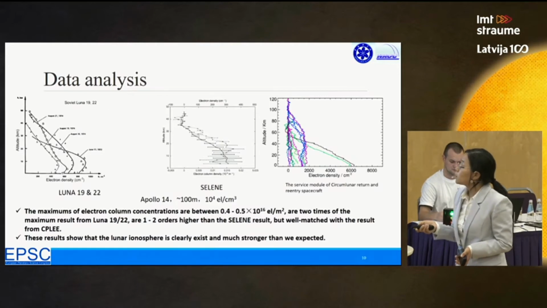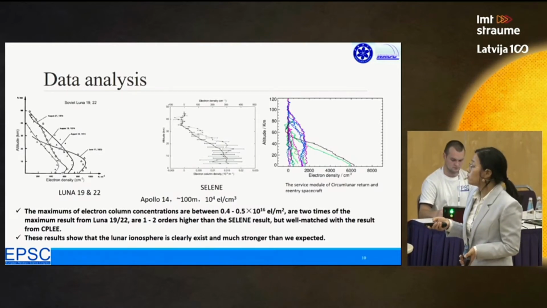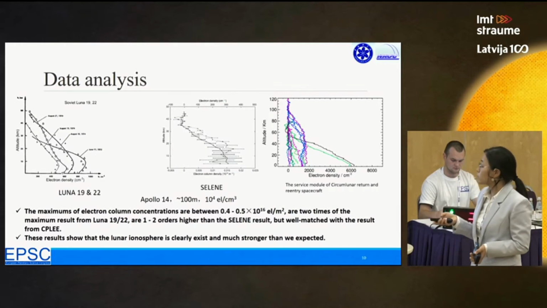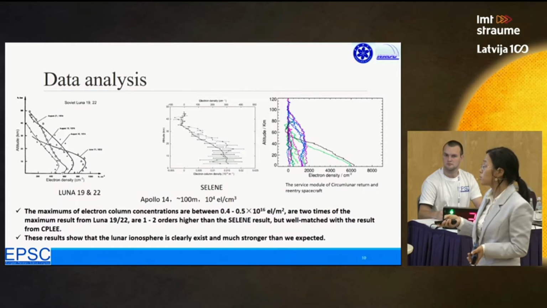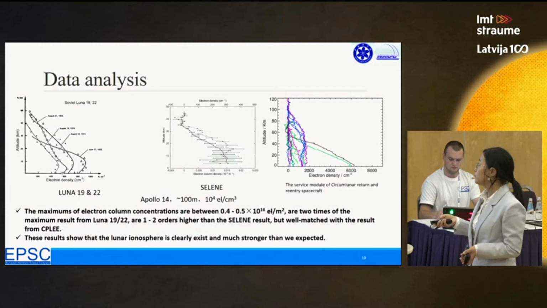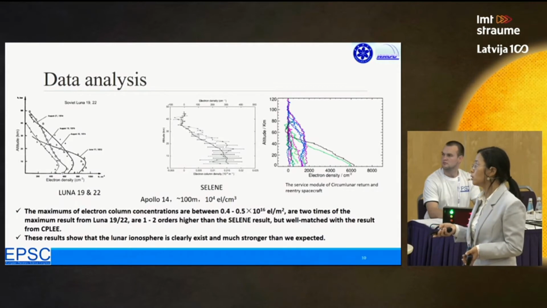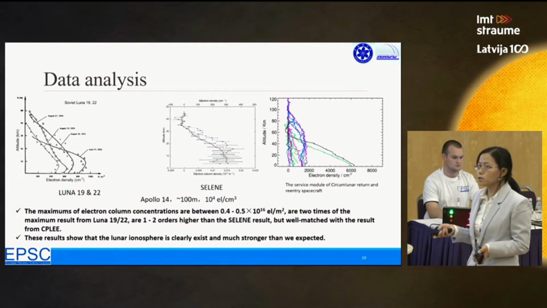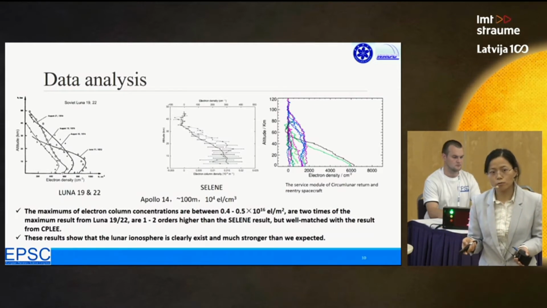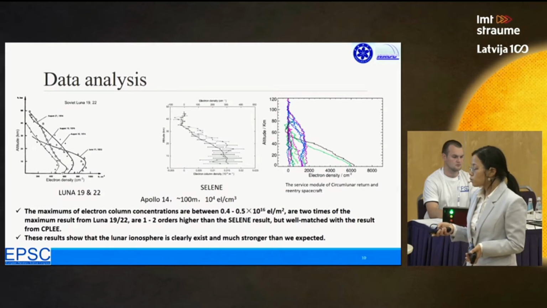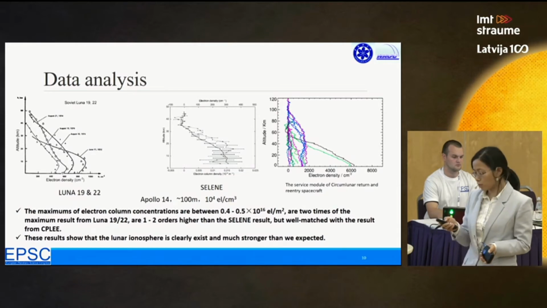And compared to other results, the maximum of the electron concentration is between 0.4 to 0.5. It is 2 times the maximum result from Luna 19 and 22, and 1 or 2 orders higher than the SELENE result. But this result is well matched with Apollo 14's. This result shows the lunar ionosphere clearly exists and is much stronger than we expected.